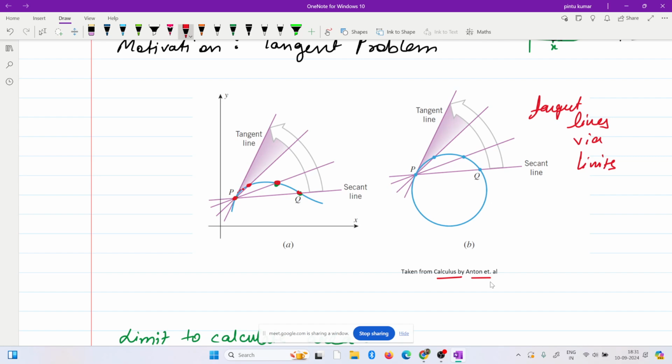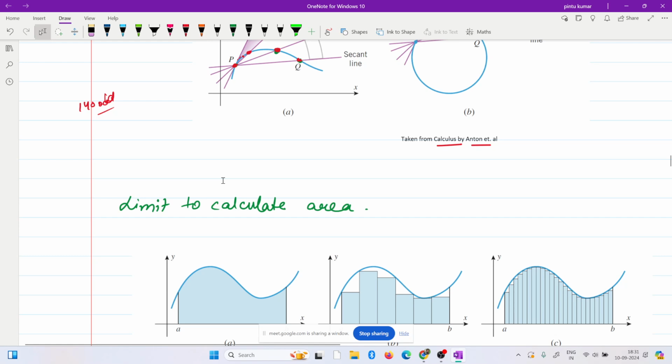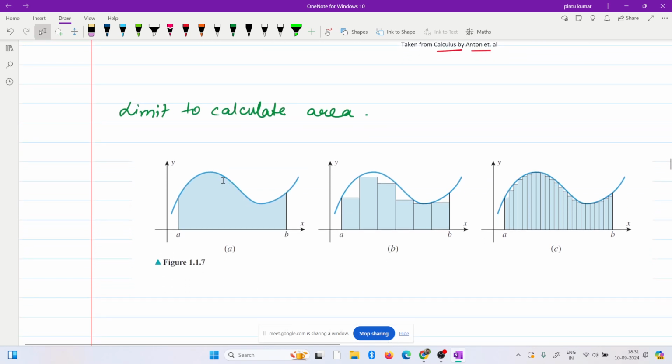By the way, this image is taken from a book titled Calculus by Anton and Davis. I won't recommend reading that book right now, because just to introduce limits it goes to 140 odd pages, so it's not recommended that you spend that much time on it. Whatever is essential for machine learning will be covered in this lecture course itself, so you can avoid going to the book right now.